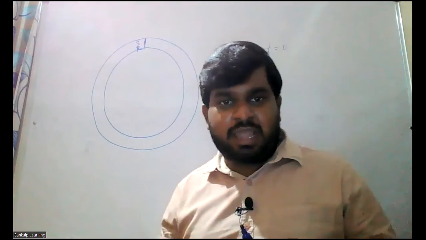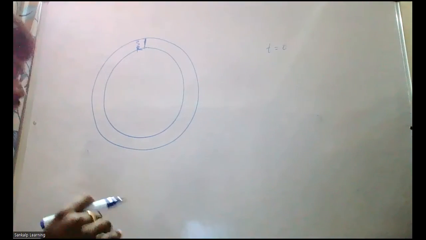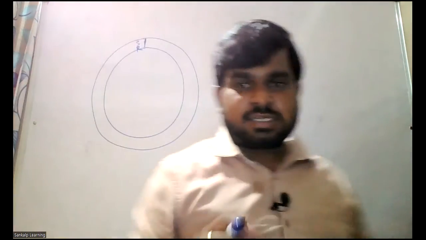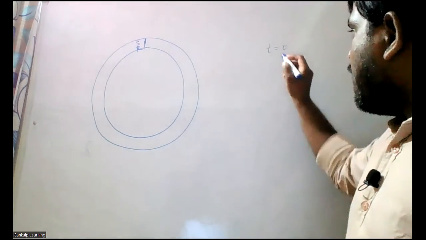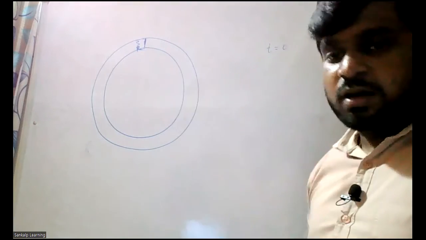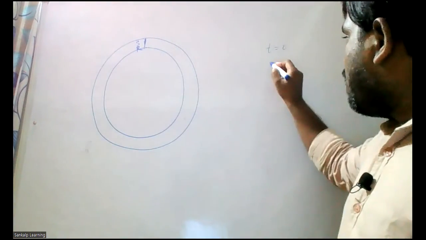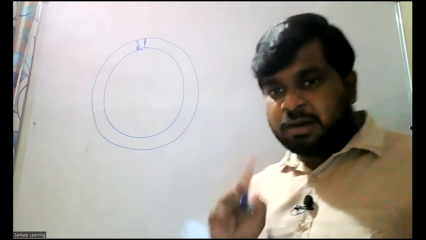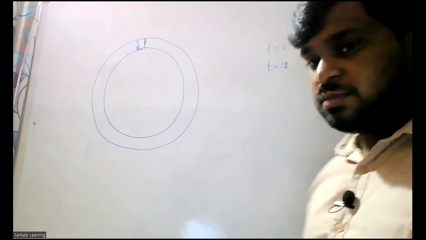So it will take some time for them to meet again at the starting point. We have to find that time. Now observe an interesting thing here. At time equal to 0, Ravi starts. Let's concentrate only on Ravi. After how many minutes will he complete one round? 12 minutes. That is given.